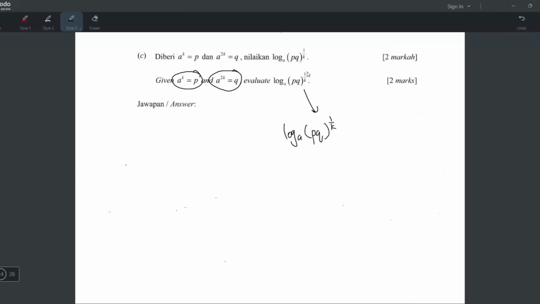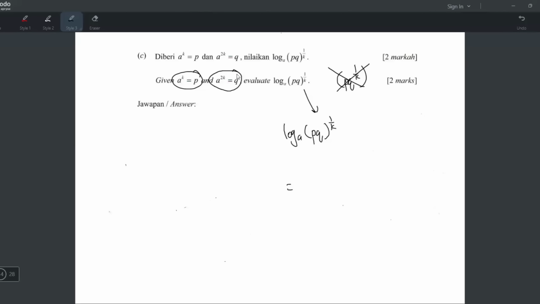Okay, take note here. The power 1 over K is outside the bracket. That means the power 1 over K is not only for Q, it's for both P and Q. If I write like that, then it's a different thing already. If I write that, that means the power 1 over K is only for Q. But they write it outside the bracket, that means for both. Alright, they want you to evaluate this, means nak buat yang ni lah.